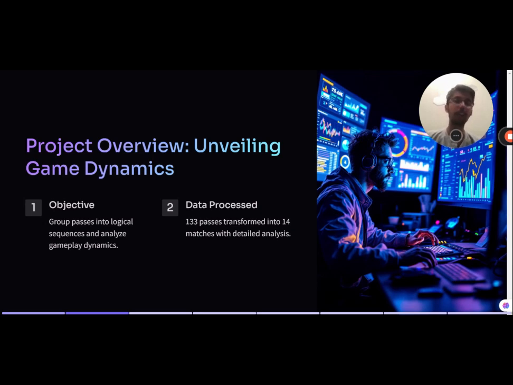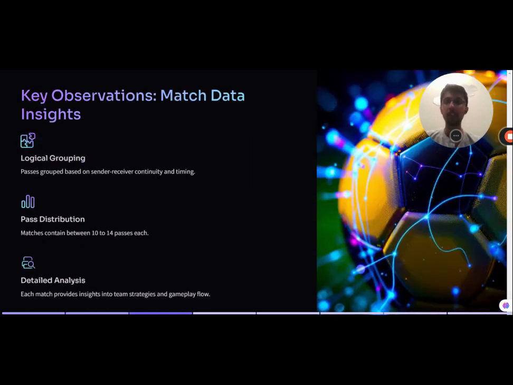In the data, we have a total of 133 passes, which are spread across 14 matches, which gives us roughly 10 to 14 passes for each match. Moving on, as mentioned before, we can group them based on sender and receiver continuity and timing. We can see the pass distribution is between 10 to 14 passes for each match, and using this data, we can delve into the team's strategies and gameplay flow.